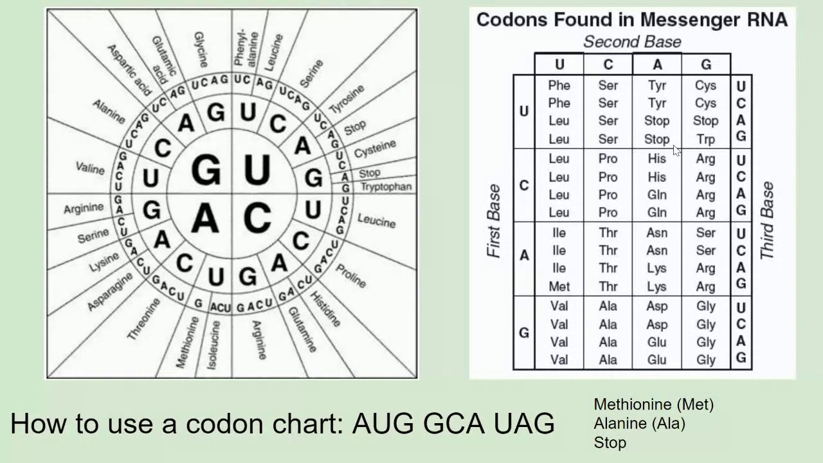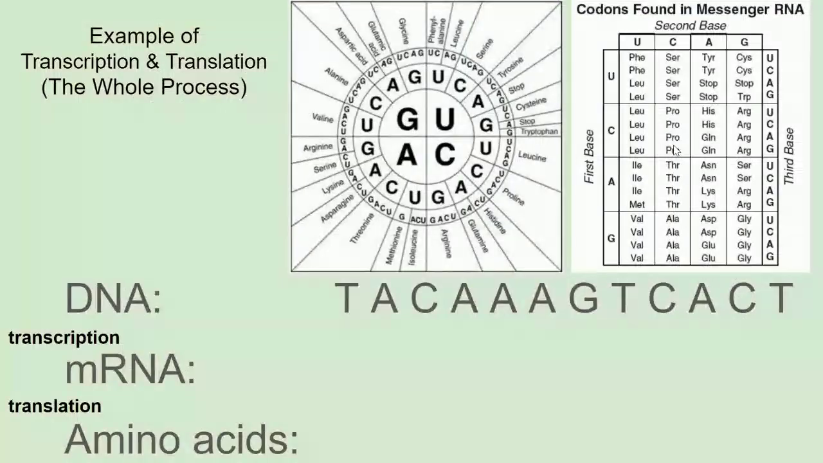So AUG is methionine or met. GCA is alanine or ALA. And UAG is stop. Here's an example of how to do the whole process. So you will see DNA, and that DNA was in the nucleus. It was in a chromosome that unwound to let this process start. And when it unwound, we had transcription. Now, transcription is when you use DNA as a template for RNA.